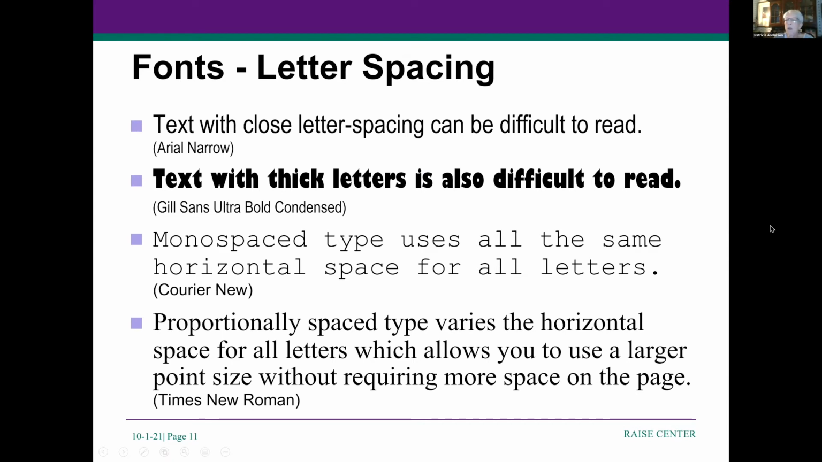Another area we need to keep in mind is letter spacing. So when you have condensed fonts or narrow fonts, it's difficult because the letters are too close together and you can't tell them apart. Same thing with a fat or a bold font, more difficult to read. Monospace type, which is what a typewriter uses, has the same space around all letters and spaces, and that is difficult to read because now computers do what we call proportionally spaced type, and the fonts give you different spacing around a letter depending on how wide or narrow it is. So the computer takes care of the letter spacing for you.